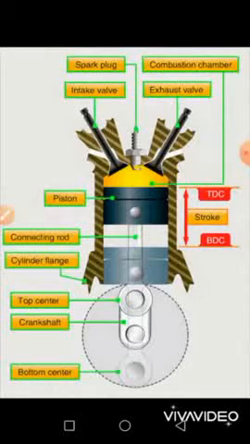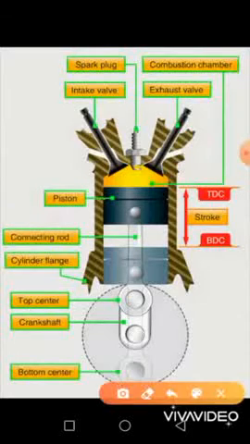This is a simple layout of piston cylinder assembly, and the main components are, you can see, this is the piston, this is the cylinder. The piston can travel inside the cylinder in upward downward direction, means like this.